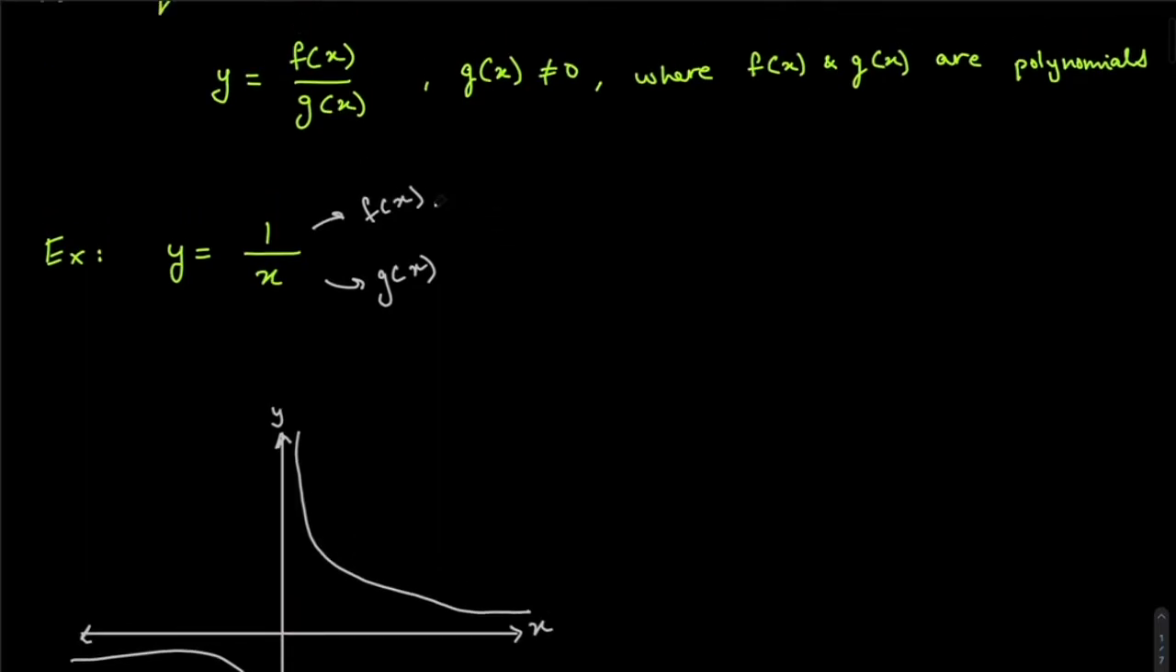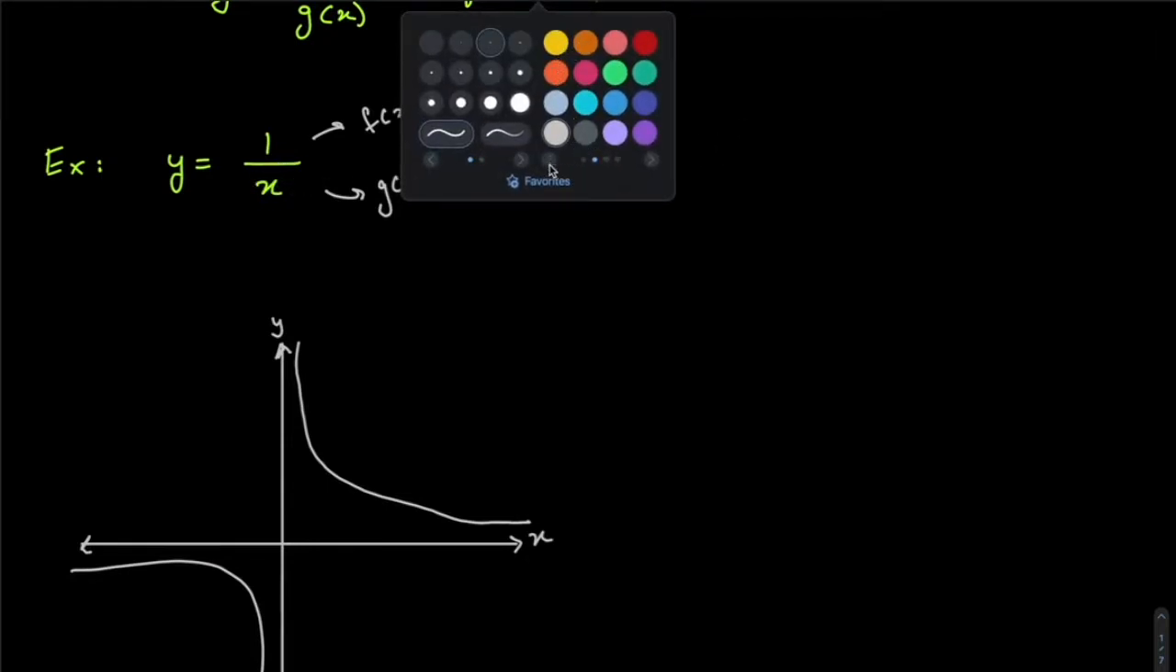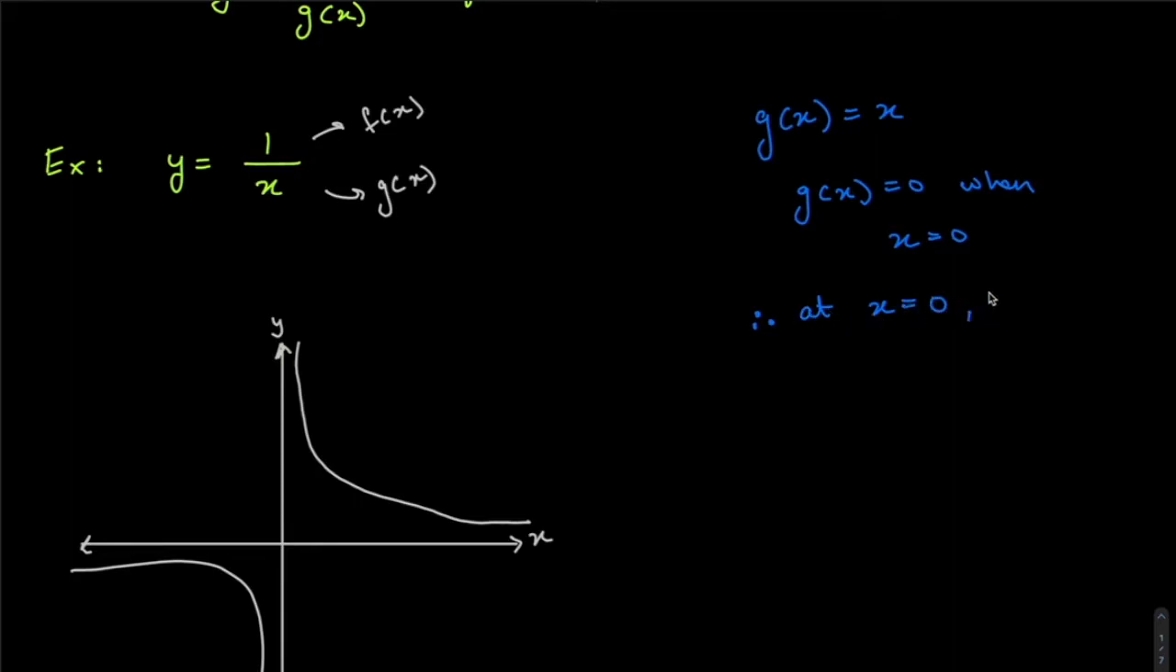So essentially, like I said, this function exists as long as g of x is not equal to 0. So let's look at g of x, right? G of x is technically x, right? So I'll change the color again, and I'll take blue. So g of x is equal to x. So when is g of x ever going to be 0? G of x will be 0 when x is 0, right? So therefore, the function is undefined at x equals 0, right?